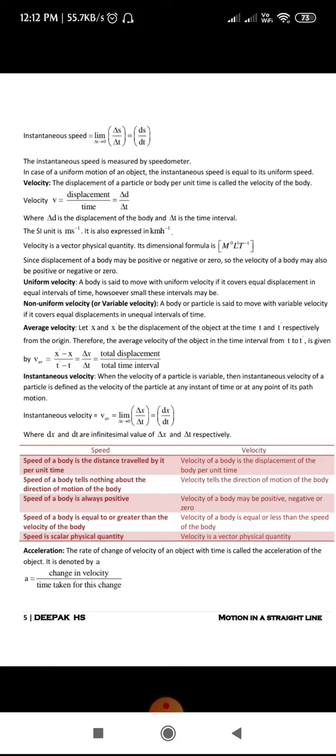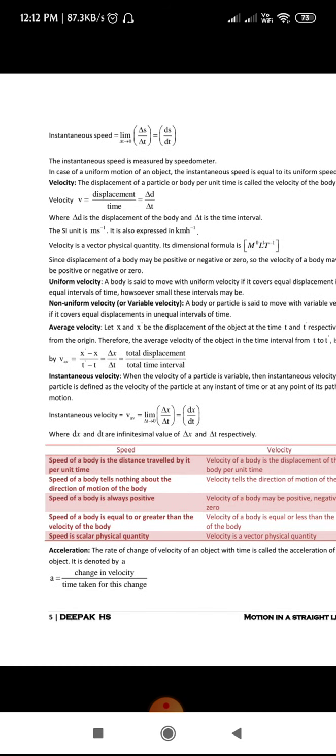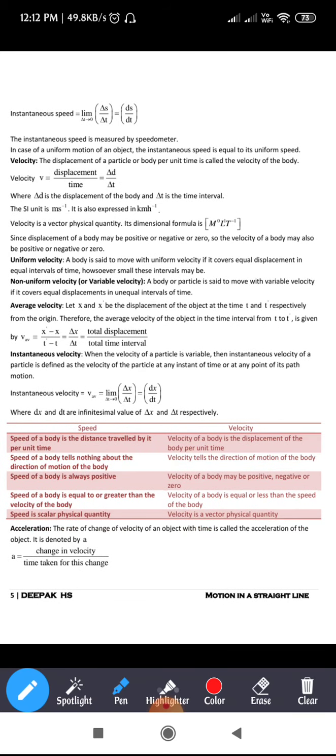Okay. So what do you call this instantaneous velocity? The velocity at that instant of time, or at that moment of time itself, is called instantaneous velocity, and it is written in mathematical form as v equals limit delta t tends to 0 of delta x divided by delta t, which is equal to dx divided by dt. Okay. Where dx by dt is the same as delta x divided by delta t. So this is regarding the instantaneous velocity.